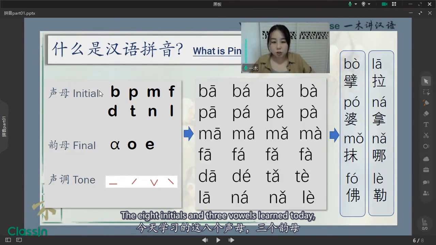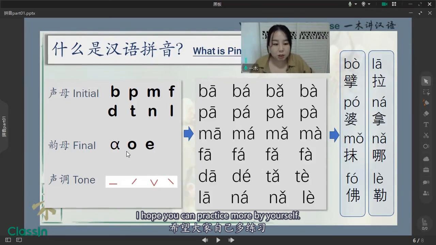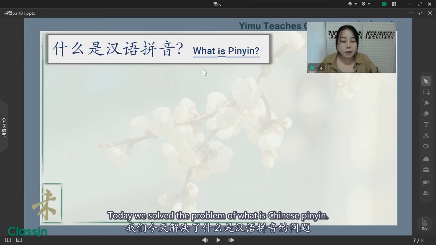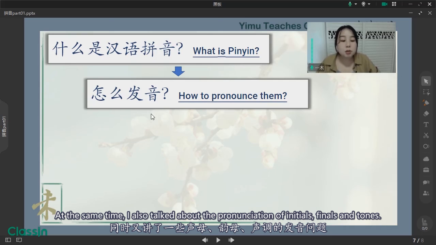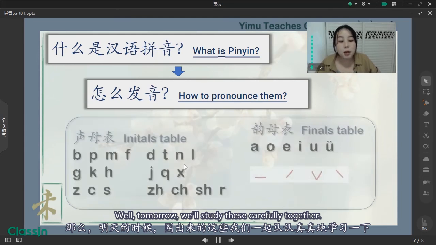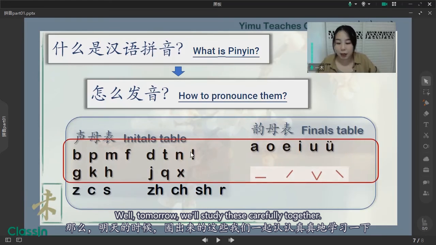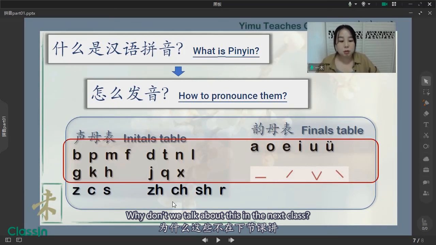The 8 initials and the 3 finals we learned today. I hope you can practice more by yourself. Today, we solved the problem of what Chinese pinyin is. At the same time, I also talked about the pronunciation of initials, finals, and tones. Tomorrow we will study these carefully together.